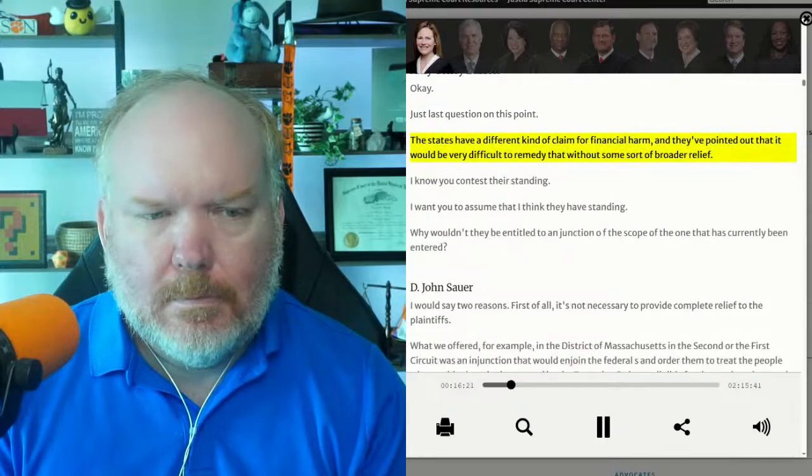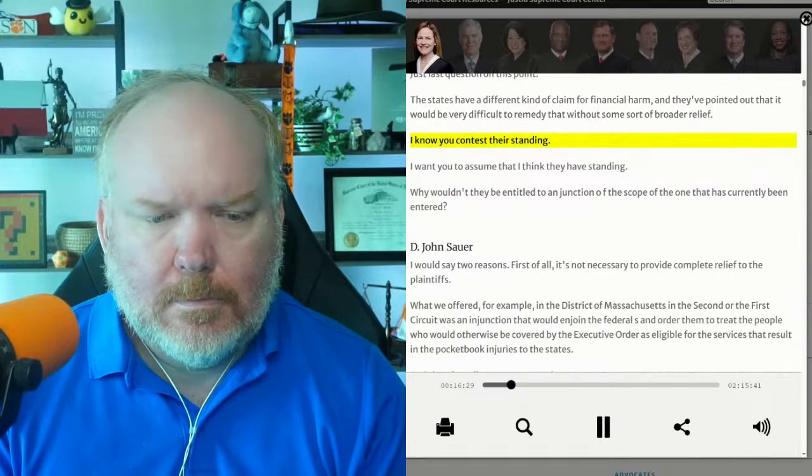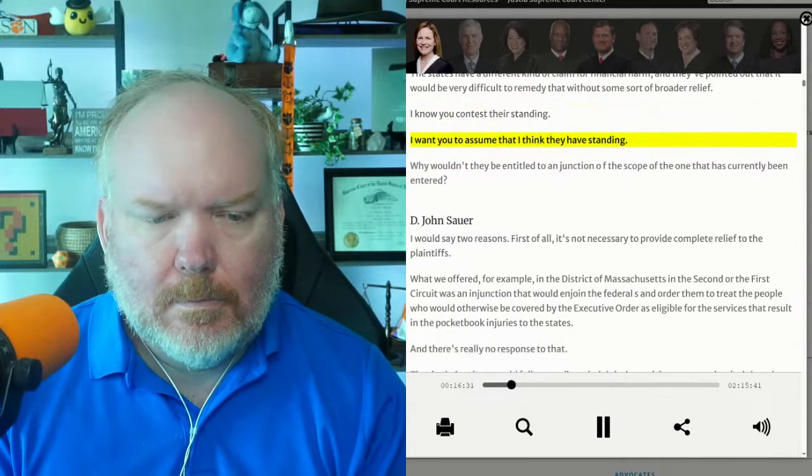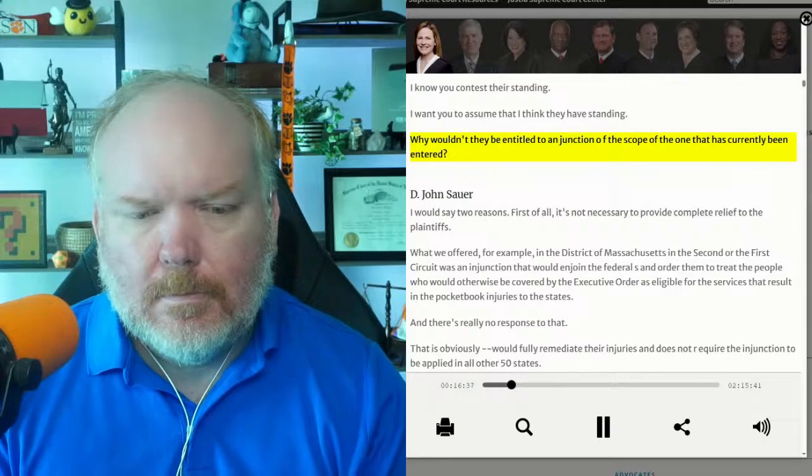The states have a different kind of claim for financial harm, and they've pointed out that it would be very difficult to remedy that without some sort of broader relief. I know you contest their standing. I want you to assume that I think they have standing. Why wouldn't they be entitled to an injunction of the scope of the one that has currently been entered?